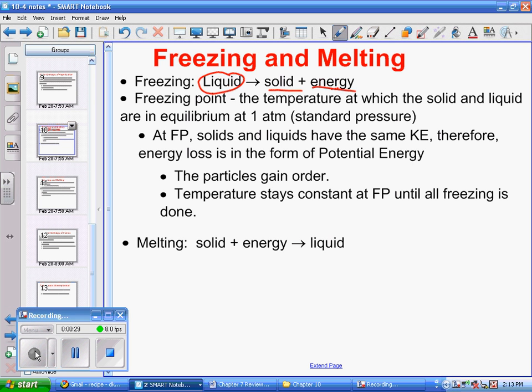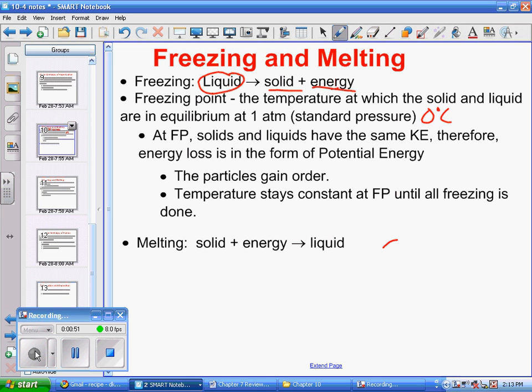And you'll notice freezing point is the temperature at which the solid and the liquid are in equilibrium at 1 atmosphere. In other words, it's got to be standard pressure. Typically, we use atmospheres a lot. That's why it's 1 atmosphere, but any one of those standard pressures. So now the freezing point of water is 0 degrees Celsius. So at 0, solid and liquid are in equilibrium.